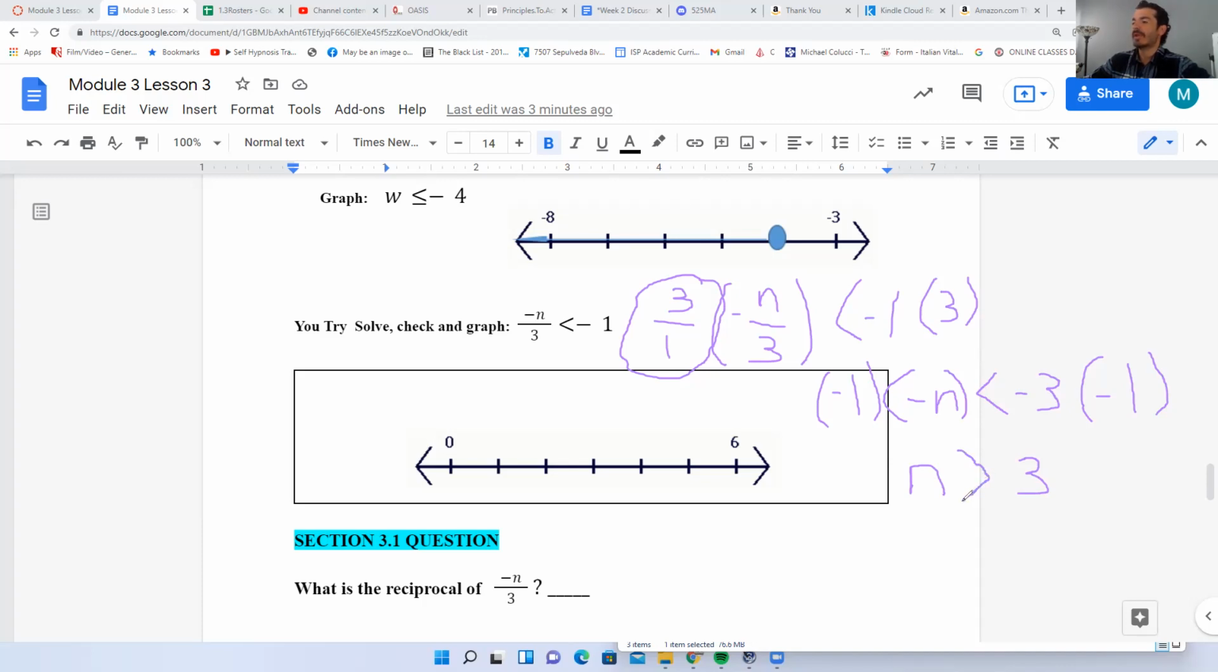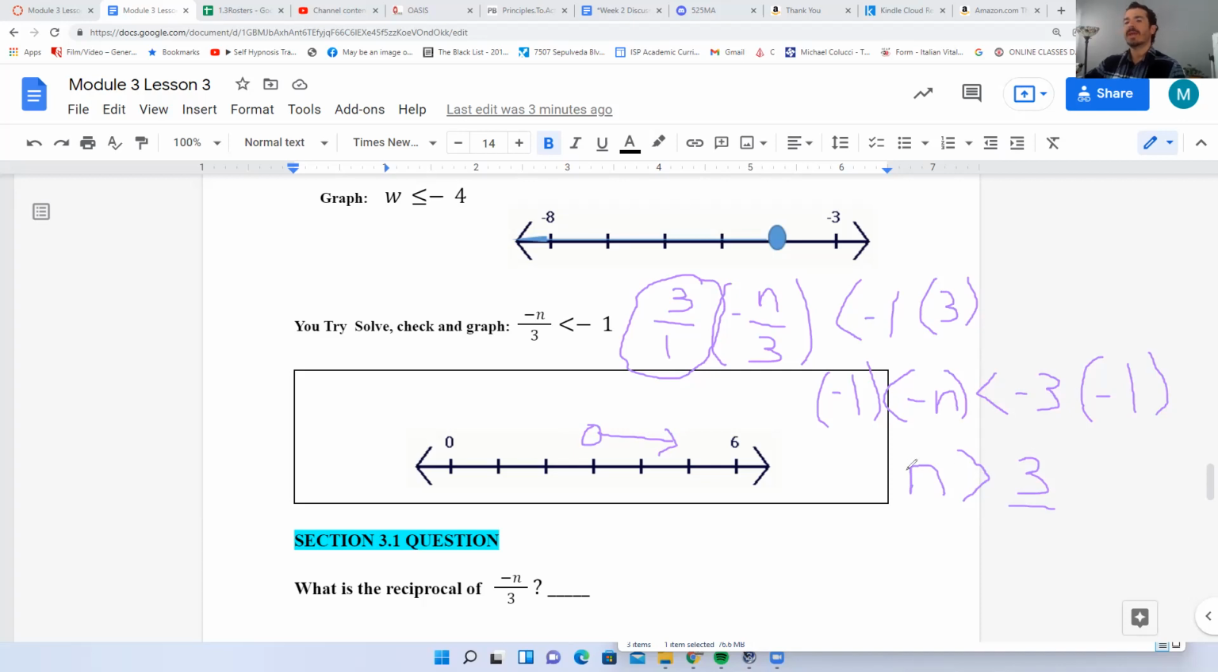The n is greater than 3. 1, 2, 3. The duck wants to eat the n. So it's going to the right because the n is bigger. Now, let's check to make sure we didn't mess this up, okay? When you're checking, the temptation is going to be to check with this number. And you can, that's a good number to check with, but it's not going to tell you if the inequality is pointed in the right direction.